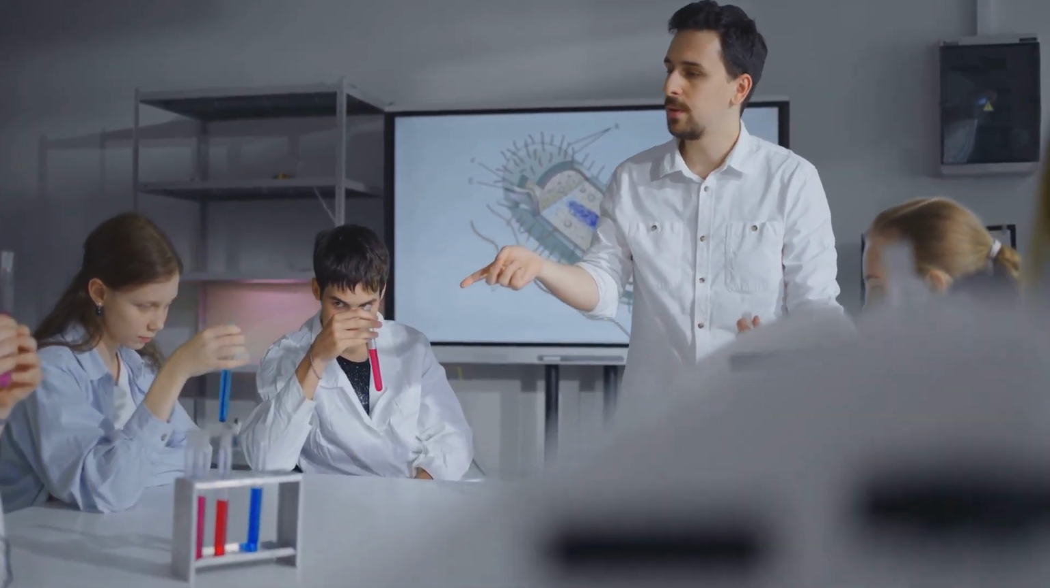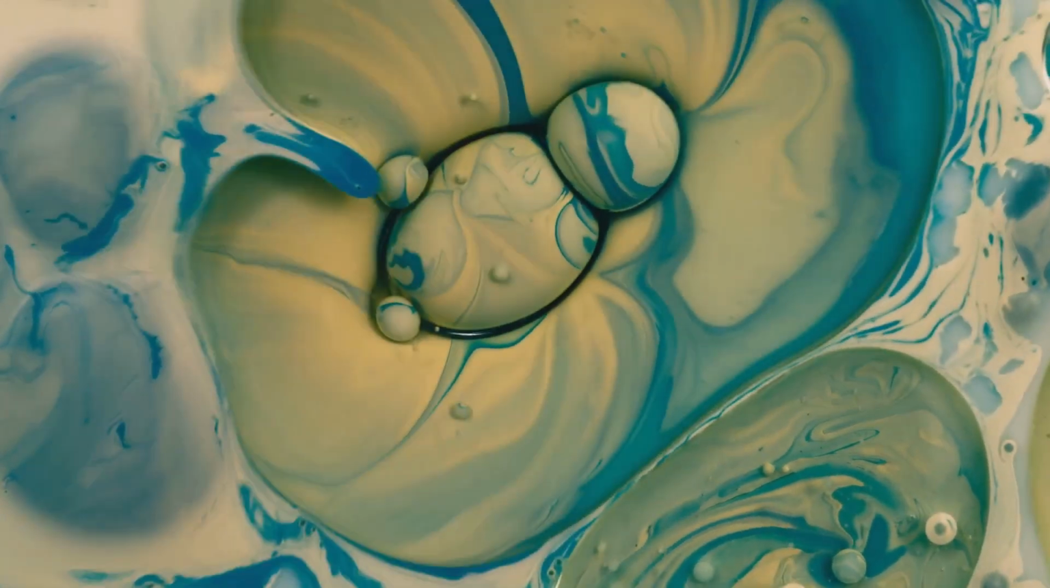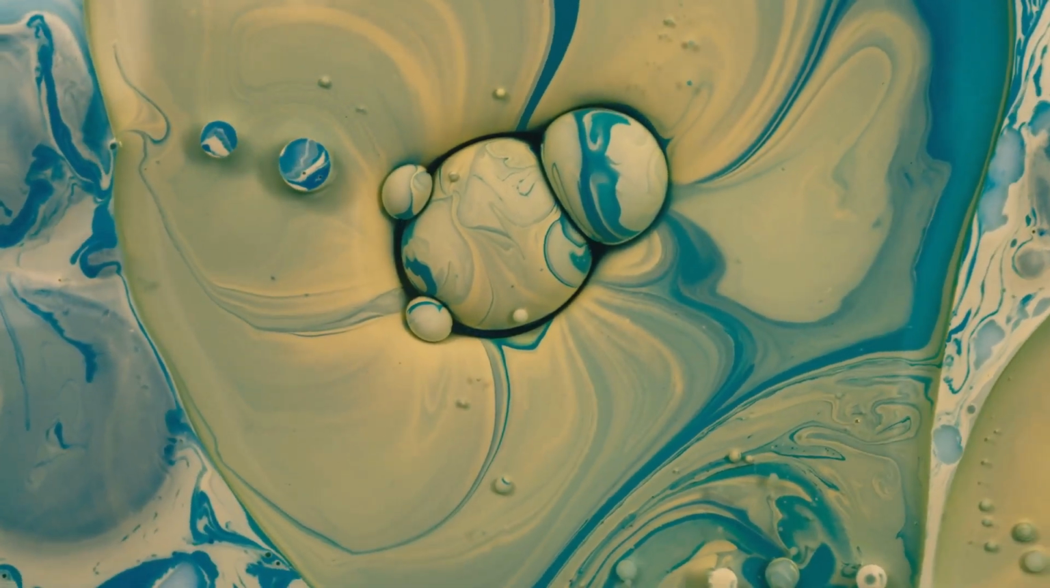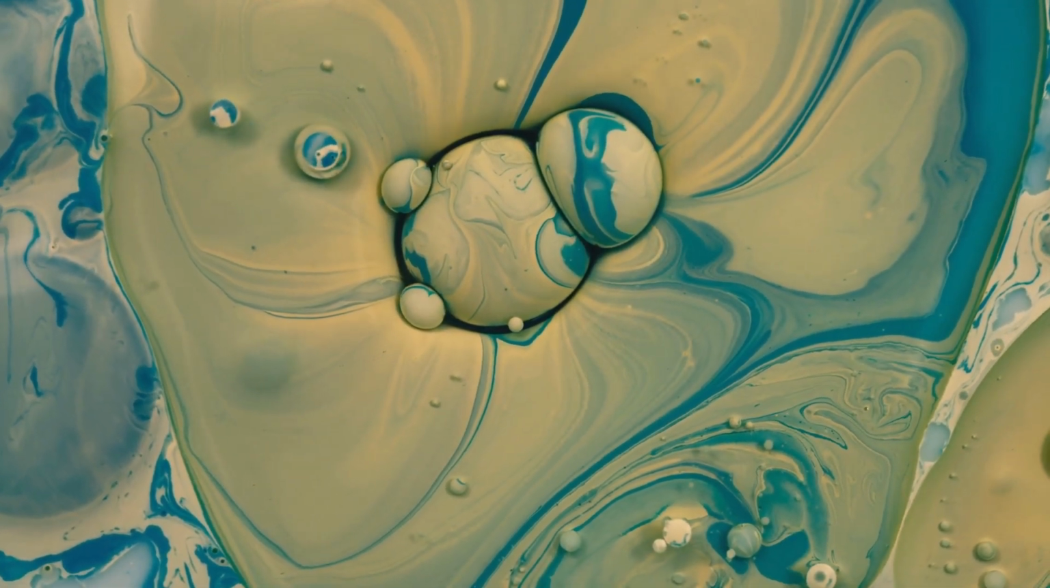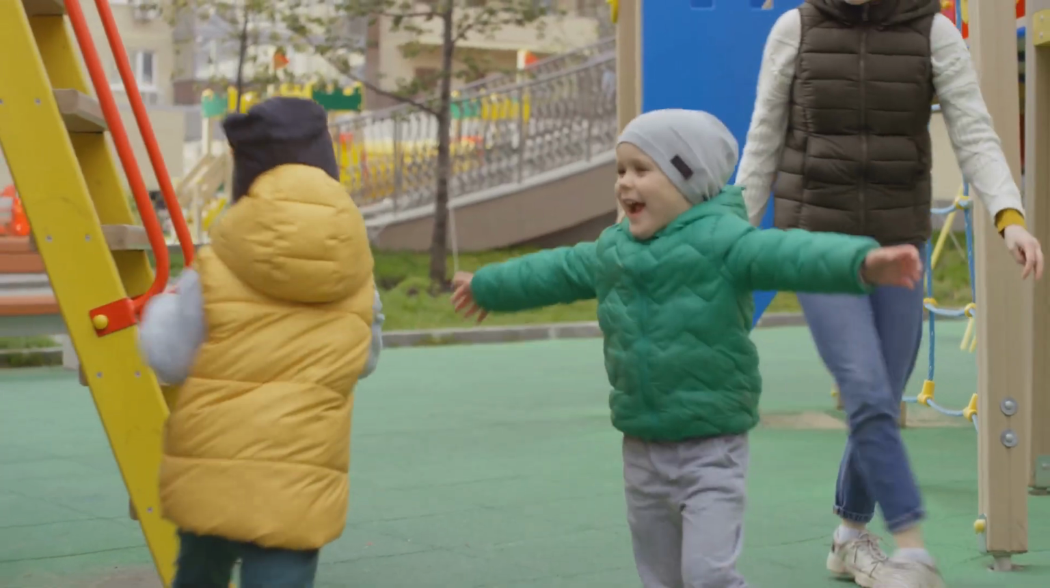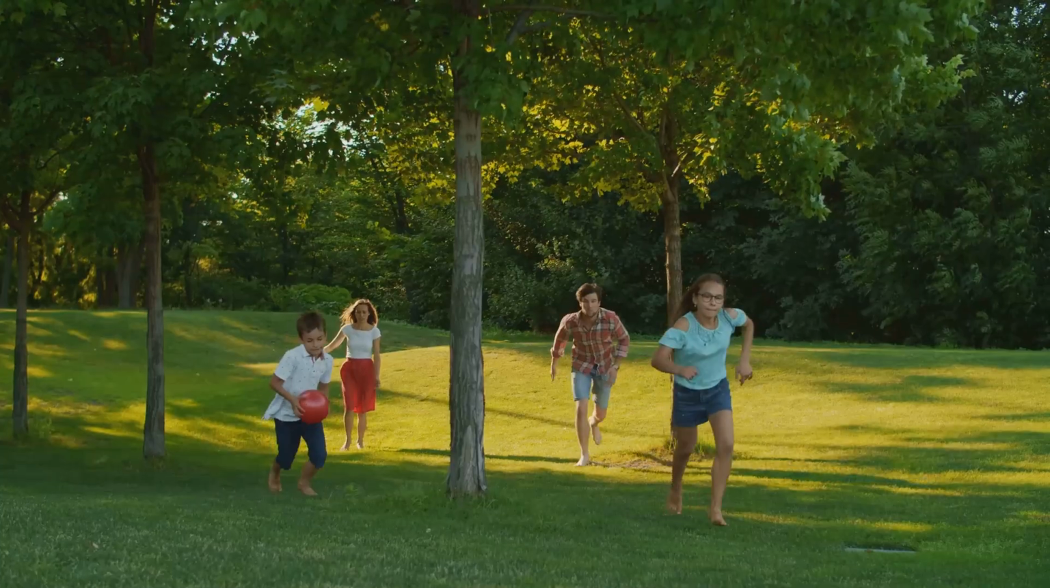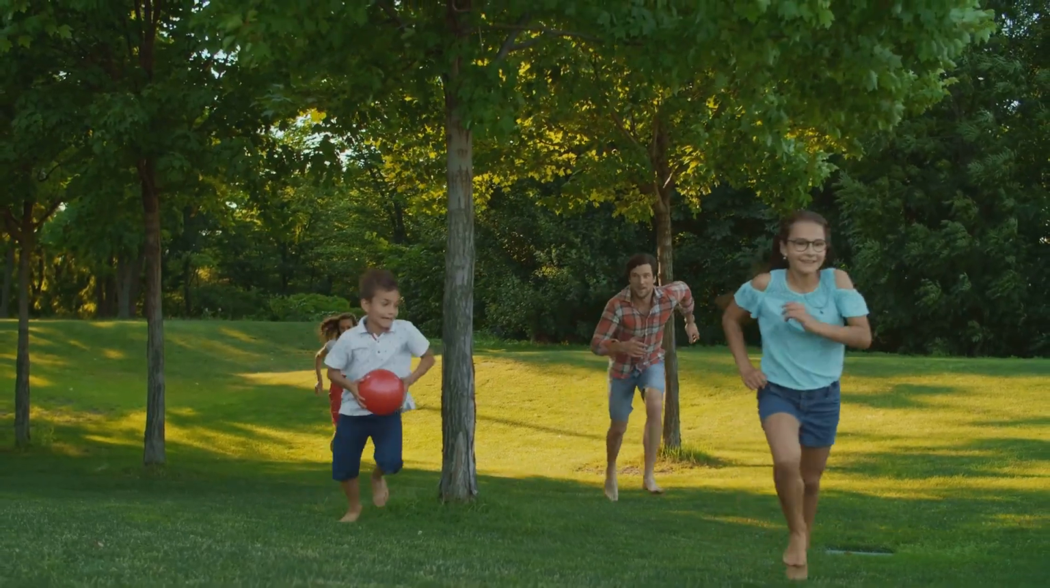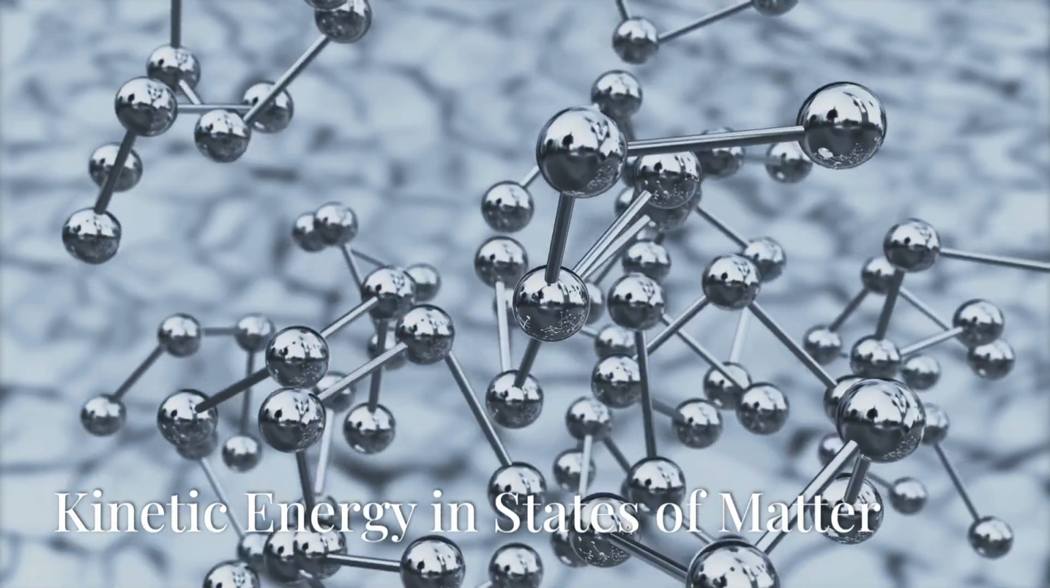Finally, let's talk about gases. Gases are a type of matter that do not have a definite shape or volume. This means that the particles in a gas are able to move around freely and are not confined to a specific space. Imagine a group of students running around a playground. They are moving freely and not confined to a specific area. This is similar to how particles in a gas behave.